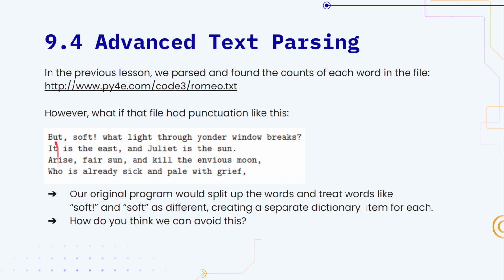Same with a with a capital B and a without a capital B, it would see them as different things. So it would see soft and this soft as different. And what we want to do, the goal, is to make a program that sees soft with an exclamation mark and soft as the same word. So how do we do this?